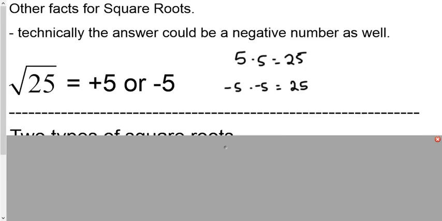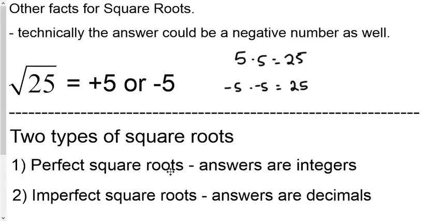There's two types of square roots. There's perfect square roots where the answers are integers, like a 5 or an 8 or a 10. The imperfect square roots is where you've got to look at a decimal in there. And we'll get to that in, I believe, our second lesson. So don't worry about that today.